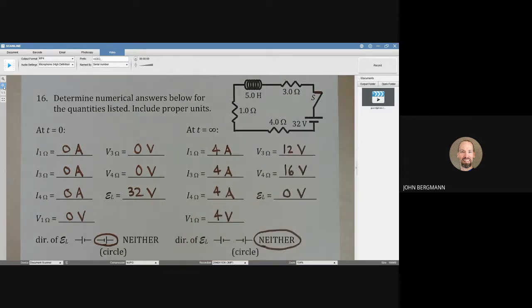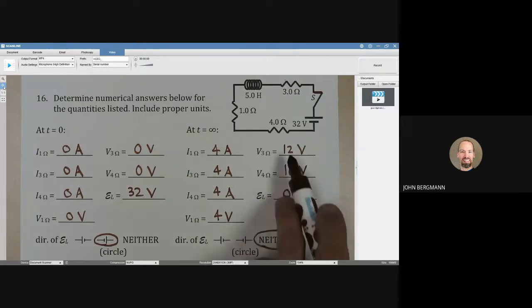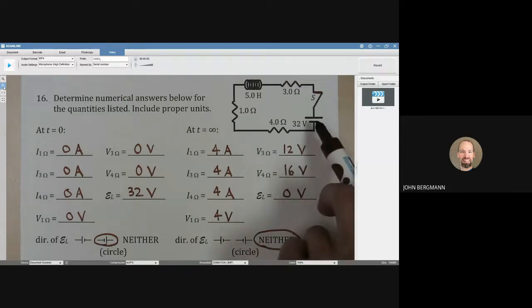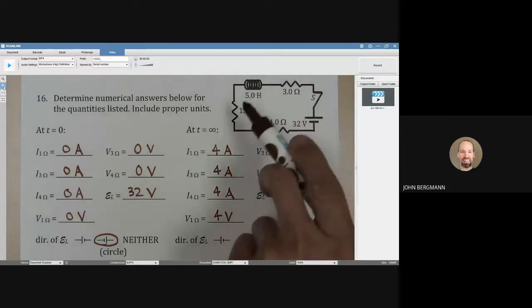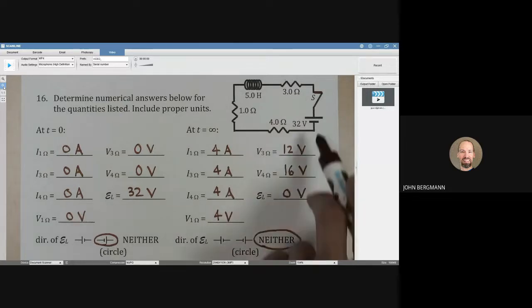Let's check and make sure that that is, in fact, our 32 volts. It sure is, isn't it? 4 plus 12 plus 16. We have dropped our 32 volts that we need to as we go one time around the circuit.